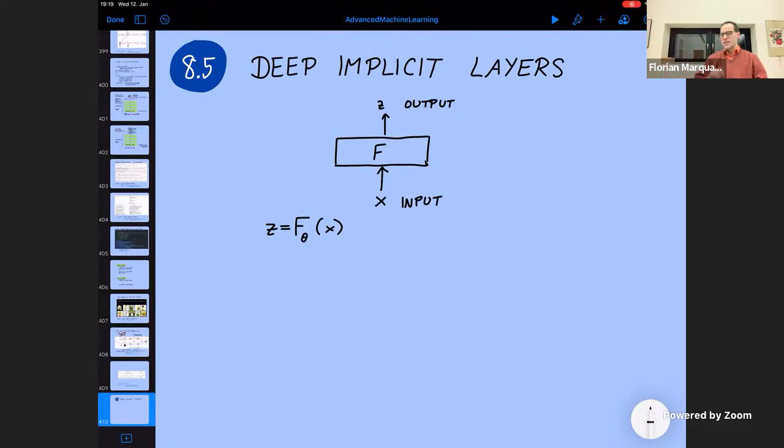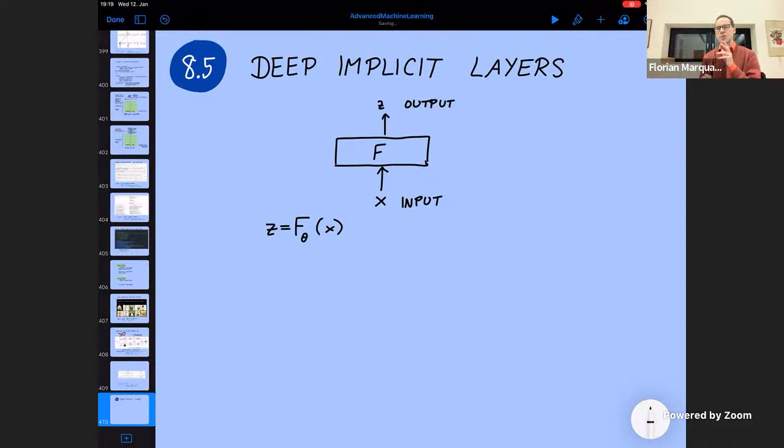But in all these cases, the function was given kind of explicitly. We invented the structure of the fully connected network. We invented the structure of the convolutional network, of the transformer, and so on. We know exactly which computational steps are being made inside there and how the parameters enter.